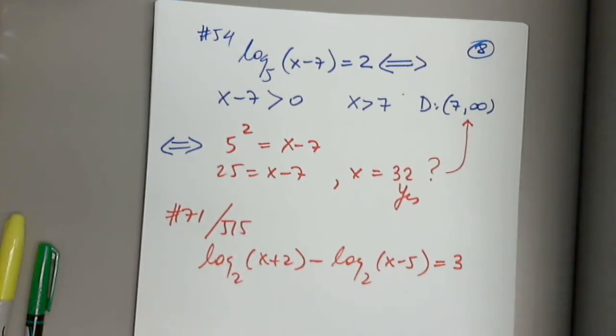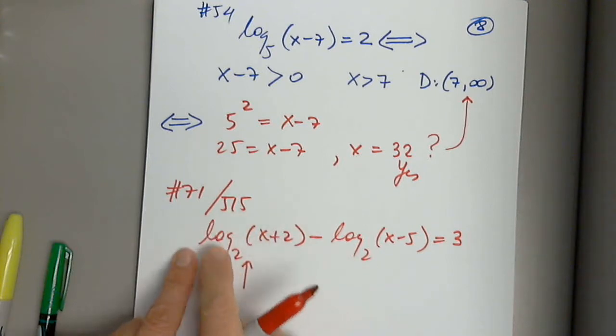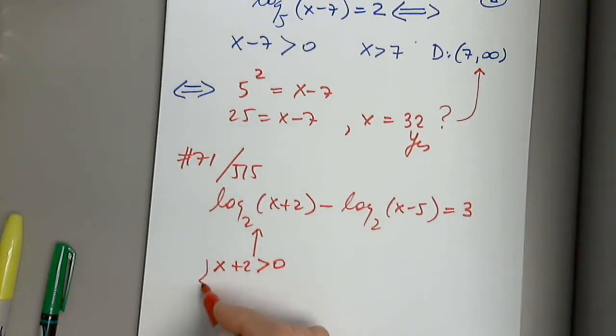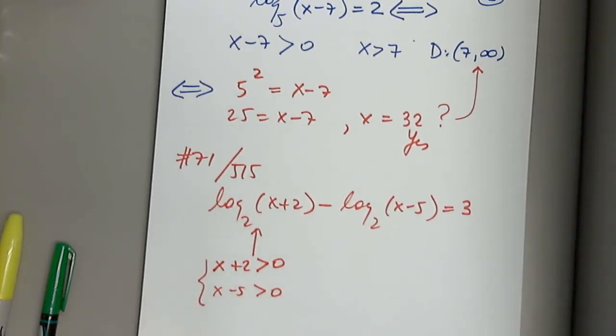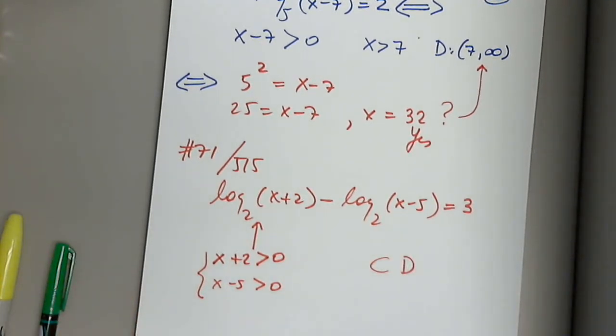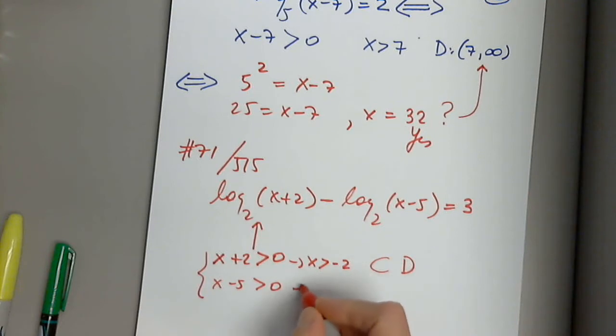Well, now I see here 2 log functions. What is the condition for this to exist? I have to write it. What is the condition for this one? Very good. I'm looking for the common domain. Both functions have to exist at the same time, otherwise I will not have anything to subtract. So this one says x greater than negative 2, and this one says x greater than 5.